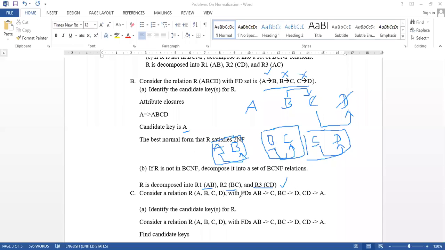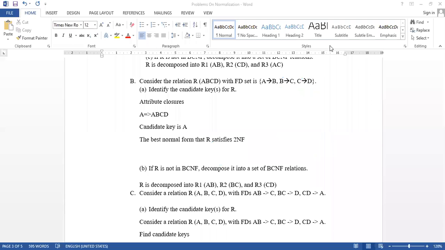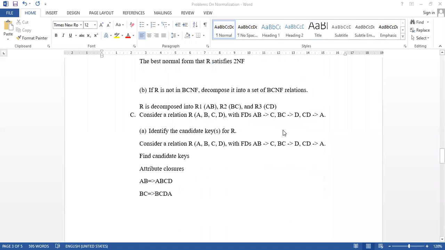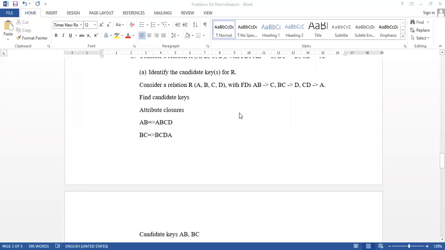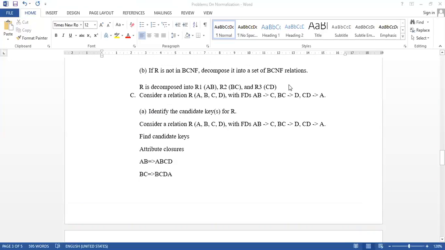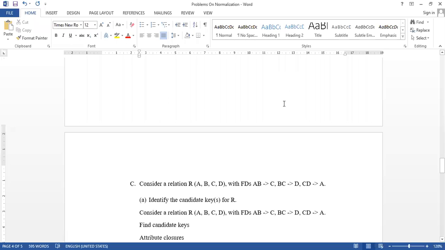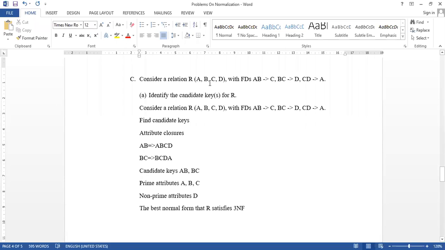Now see the third problem. What about the third one? Consider the relation R with FD set. First we need to find what? Candidate keys, right? We have to find out the candidate keys. So now find AB closure. So what is AB closure?